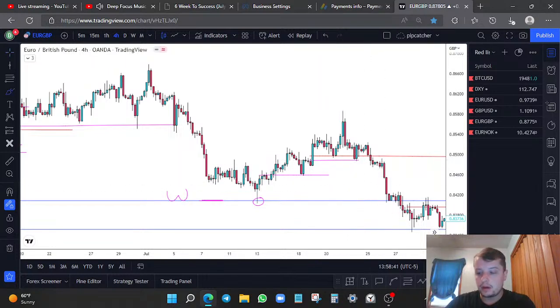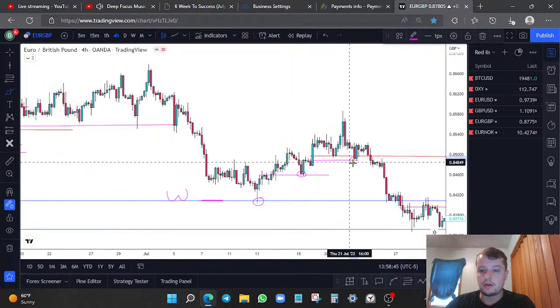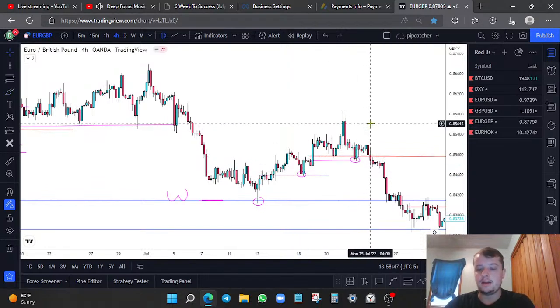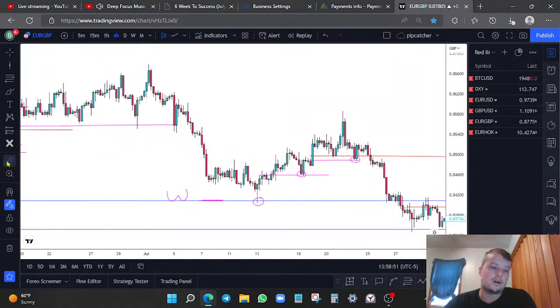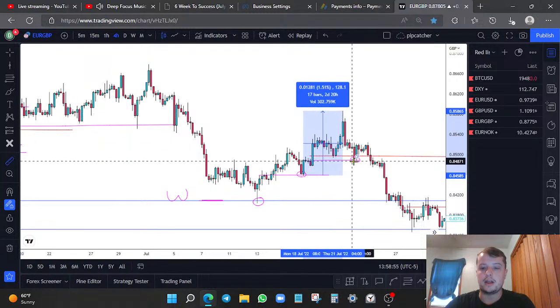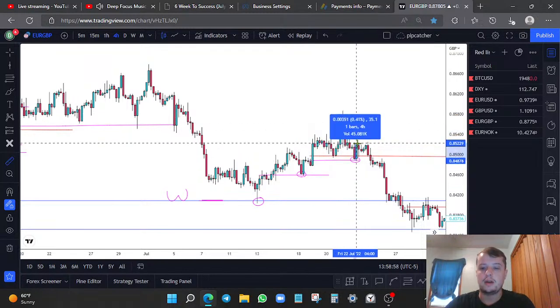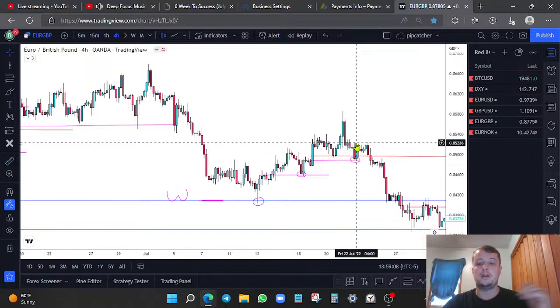There we go. So first entry could have been here, second one could have been here, and yes, the second one, it would have come back and got you. So what? First entry, 128 pips. The second one, depending on what kind of trader you are, right? Price, you could have made some money there.